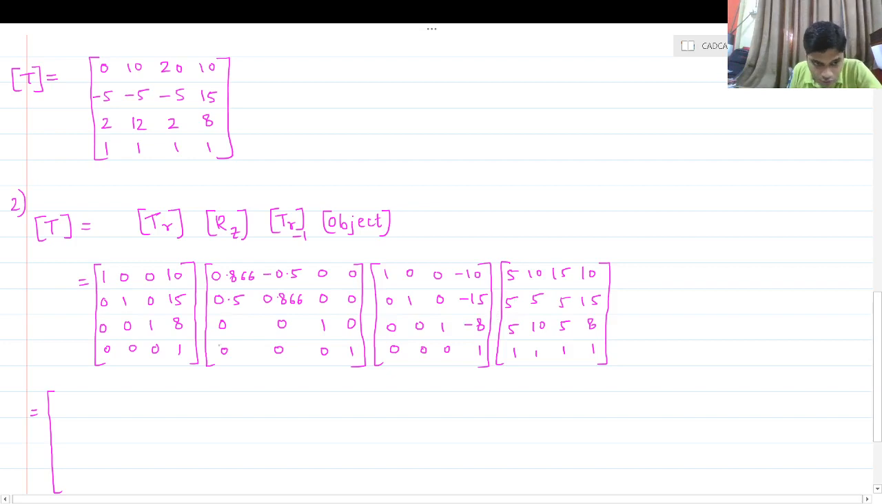So I'll follow the same method which we have been following. I'll multiply these two first, then multiply these two, and then multiply the answers, and I will get the final transformed coordinates.